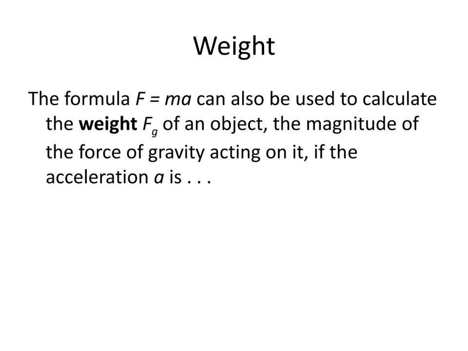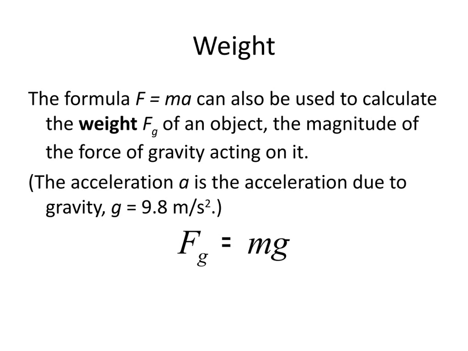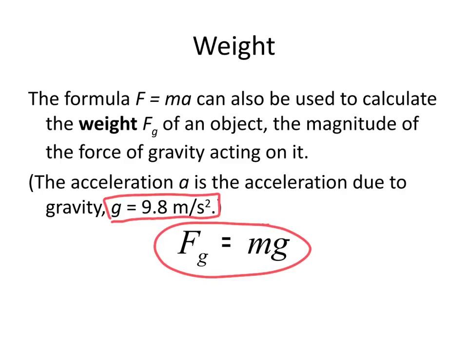So if the acceleration, a, is 9.8 meters per second squared, then we can rewrite the equation from Newton's second law like this, where Fg is the force of gravity, or the weight of an object, m is the mass of the object in kilograms, and g is 9.8 meters per second squared, which we call gravitational field strength. Or we could write that as 9.8 newtons per kilogram, because newtons per kilogram are equivalent units to meters per second squared.